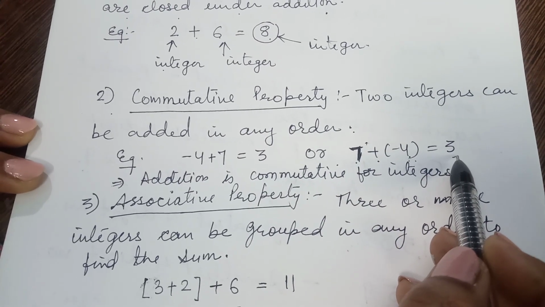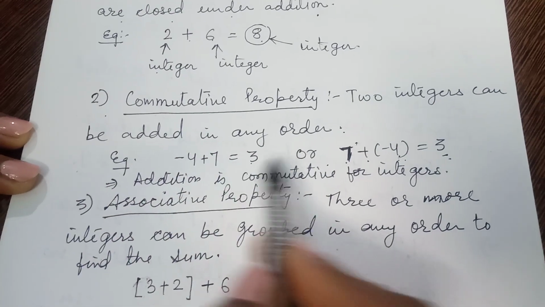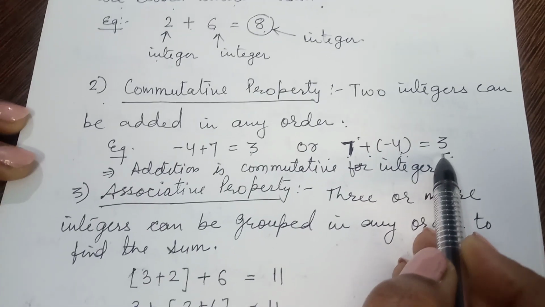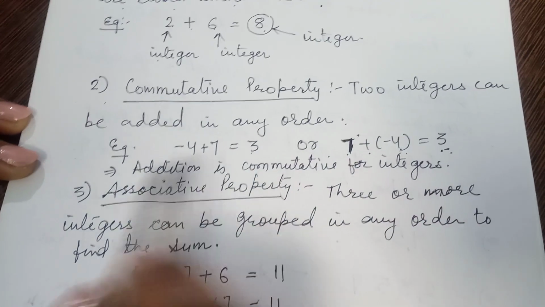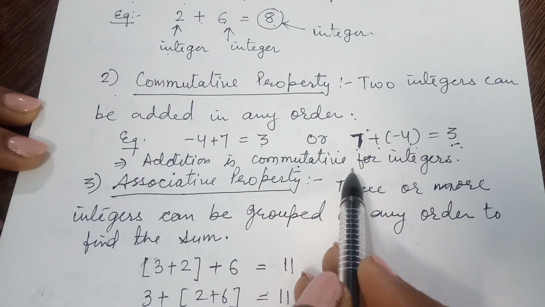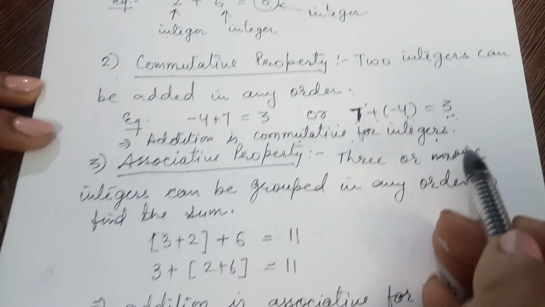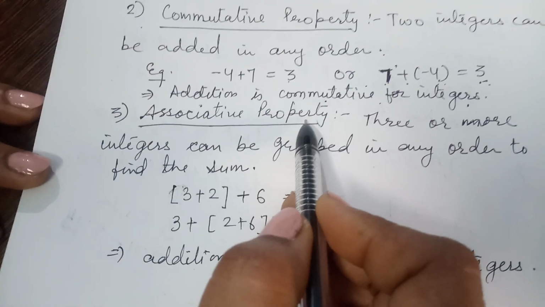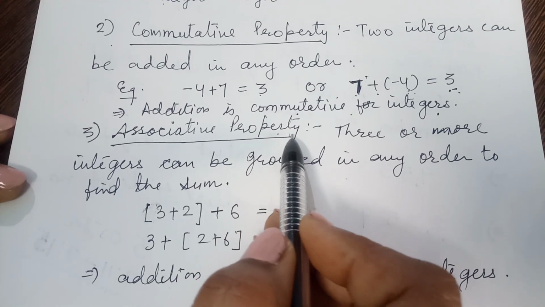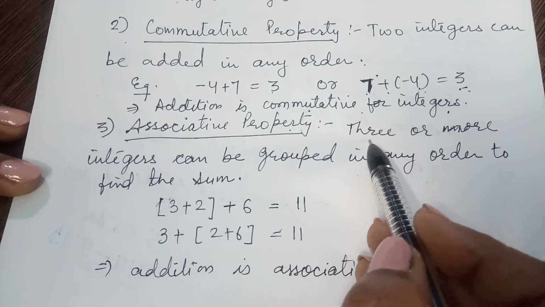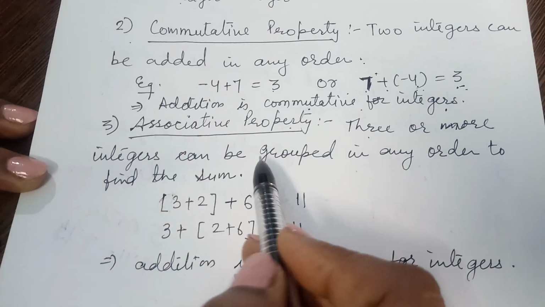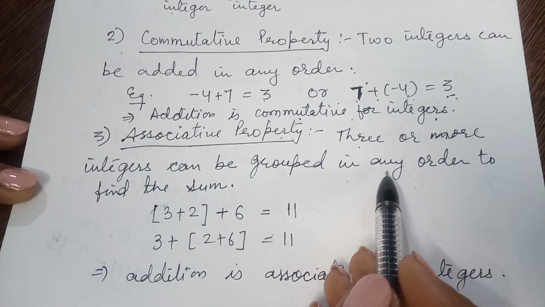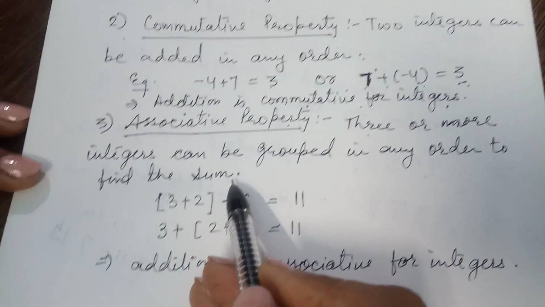So while changing the order, the answer remains the same. This is called commutative property. So addition is commutative for integers. Now come to the third property, that is associative property. The meaning of associative property is three or more integers can be grouped in any order to find the sum.